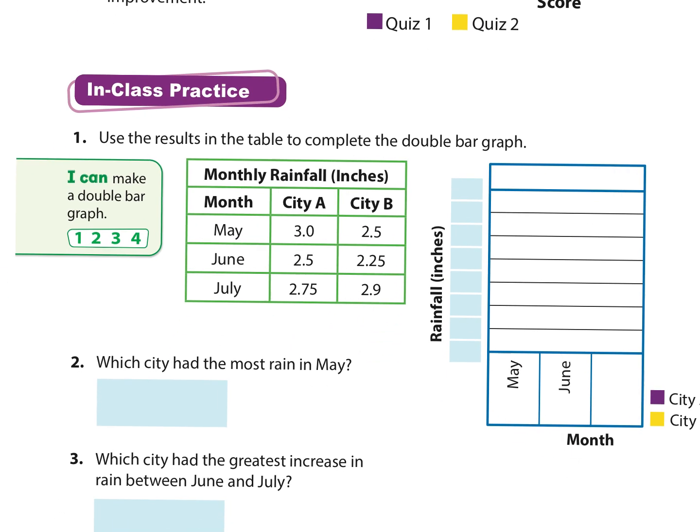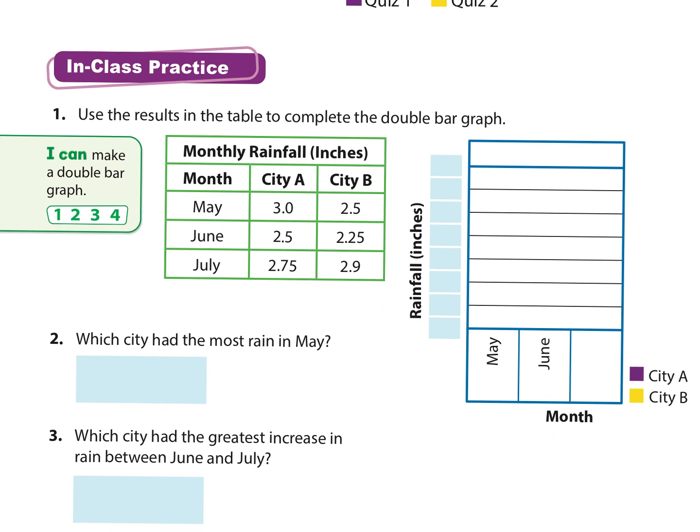Moving on. Number 1, we're going to do this one together. So we are actually going to complete the double bar graph. Our table says monthly rainfall in inches. I have my months, May, June, and July, and I'm comparing city A to city B. So what I want to do is take my city A. I'm going to use purple. Do you see my key over here on the edge? Yes. Okay, so that's a purple compared to a yellow. So I'm going to be using purple. If you want to do shading darker versus lighter, or maybe just shading versus not shading, you can do that since you're using pencil.